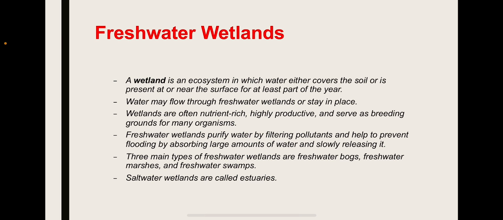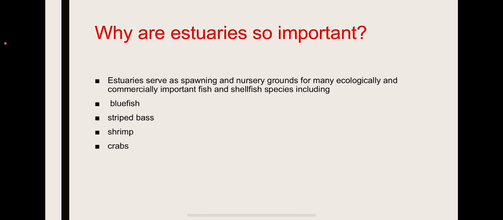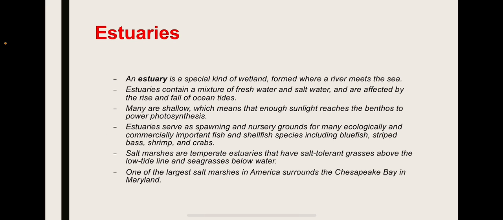Three main types of freshwater wetlands are freshwater bogs, freshwater marshes, and freshwater swamps. Saltwater wetlands are called estuaries. Why is this so important? Estuaries serve as nursery grounds for ecologically and commercially important fish and shellfish species, including bluefish, striped bass, shrimp, and crabs. An estuary is a special kind of wetland formed where a river meets the sea.